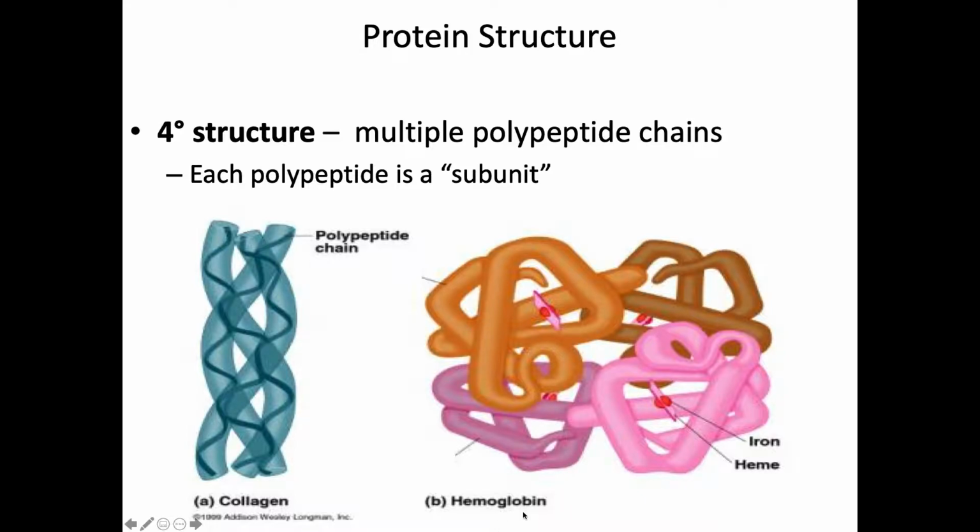Another good example is hemoglobin. Hemoglobin has four polypeptides. So 1, 2, 3, 4. And then each of these polypeptides can bind to one atmospheric oxygen molecule. So that makes it more efficient, makes it stronger.